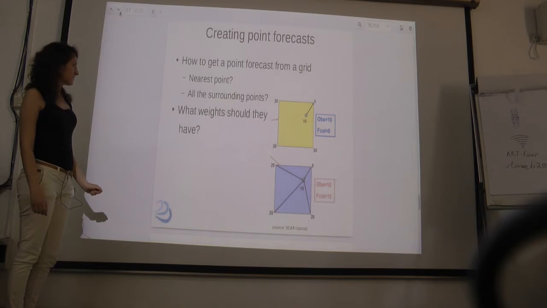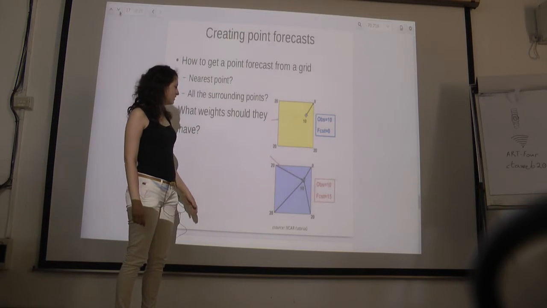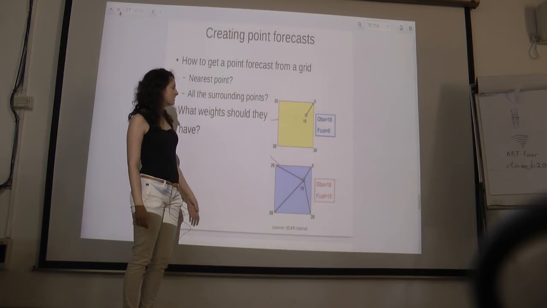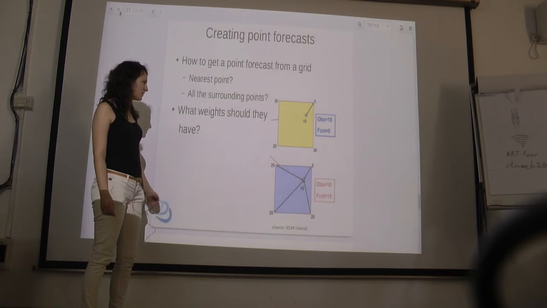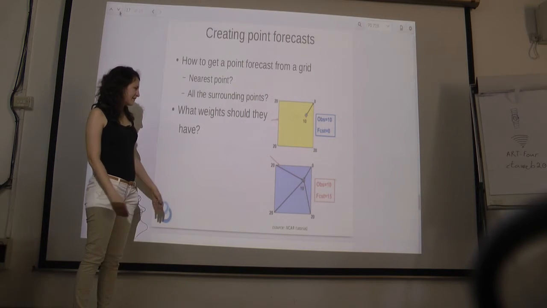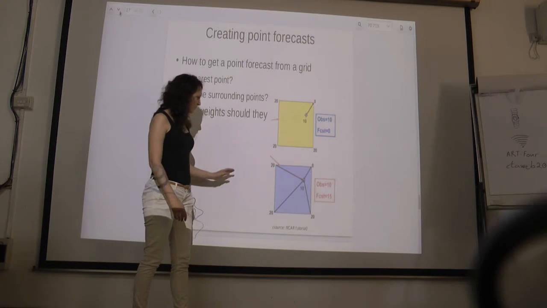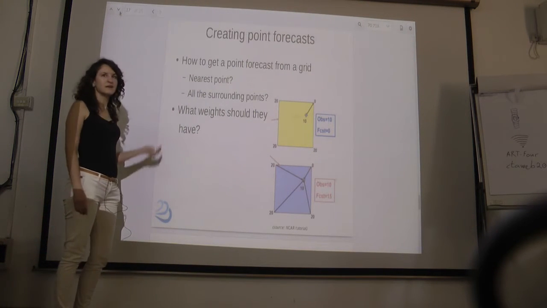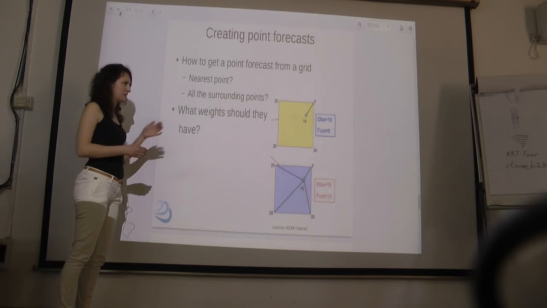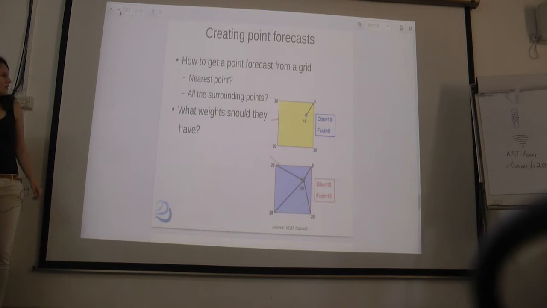How to get a point forecast from a grid? Again, we can take the closest point. You can take all the surrounding points. You can think of different ways of combining points. You can think beyond that and take all the 4 times 4, so 16 grid points. You then have to decide what weights you give to them. You can weigh them by bilinear interpolation. You can weigh them by the distance that they have.